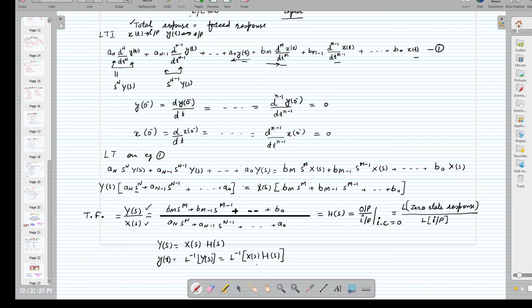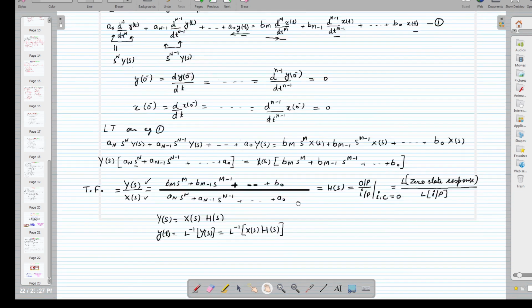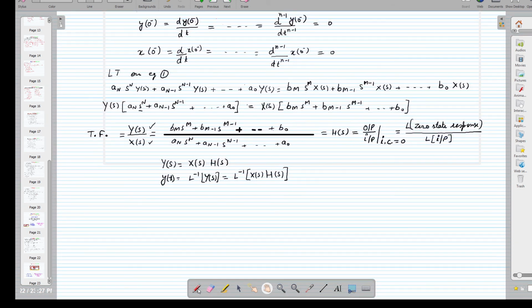Now, for further understanding, we can also determine the impulse response, right? So this yt is known as ZSR. This means zero state response. So that's how we can define it.